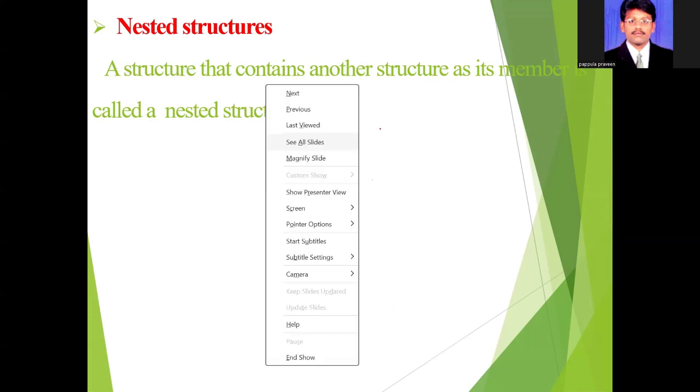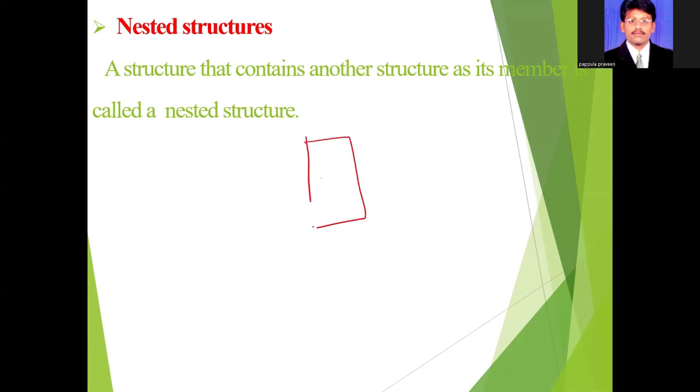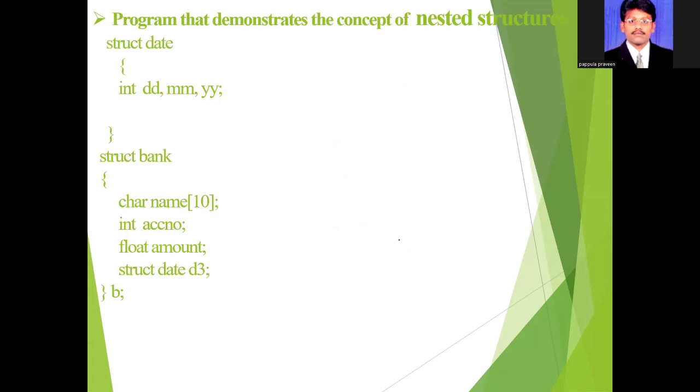So for example, this is the structure. Now here we declare one more structure. Here we have a variable. This is the structure variable of this one. That's it. Okay, I will show. Now, struct date has DD, MM, YY. What are date, month, year? Now, struct bank, you observe. struct date is one structure. struct bank is another structure. First, this is the date. This is the bank.